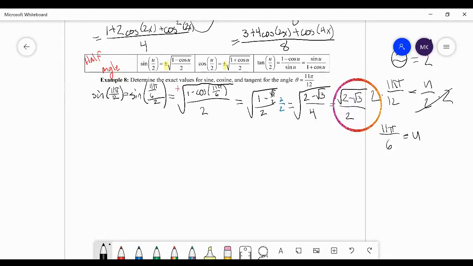So let's move on. Cosine. We now need to figure out what cosine of 11 pi over 12 is using these half angle formulas.